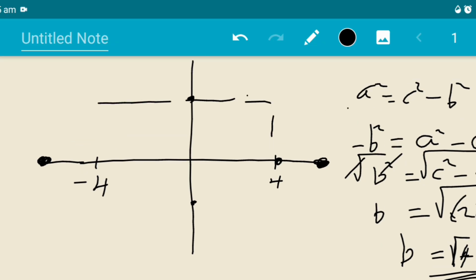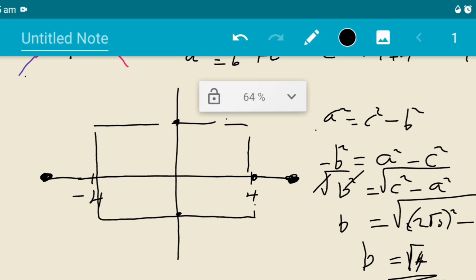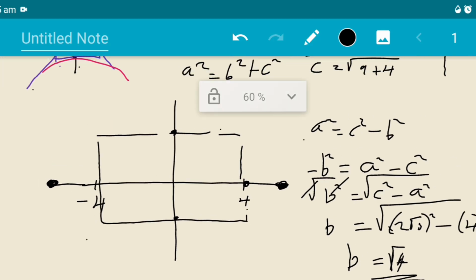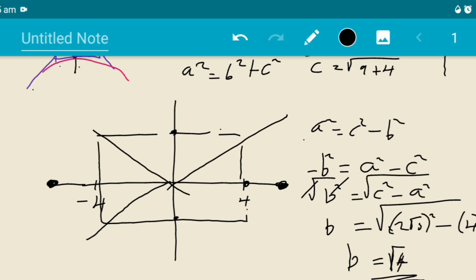So we can just faintly draw this, and then we draw our asymptotes. From one corner to the center to the other corner, then from one corner to the center to the other corner. Then, as we may see, our a in our equation. We've been told that the vertices are here and here.